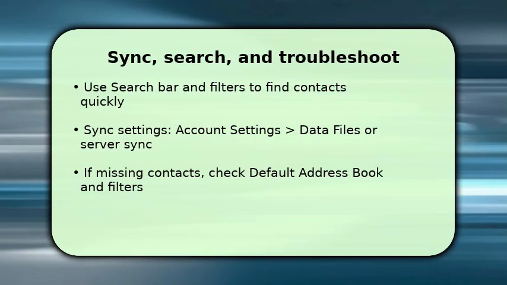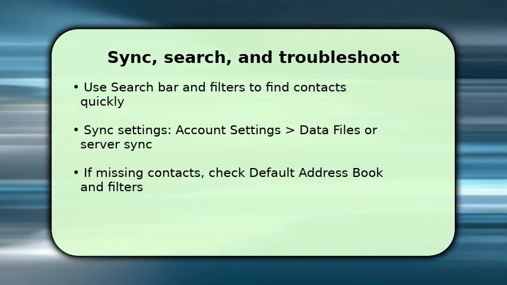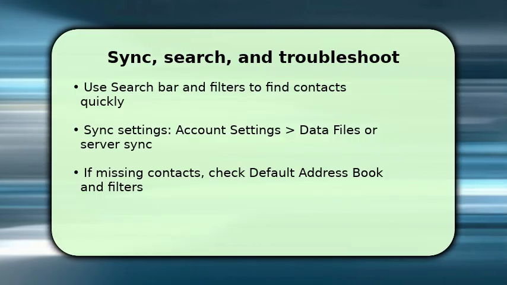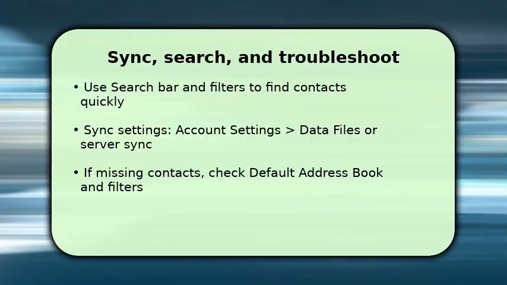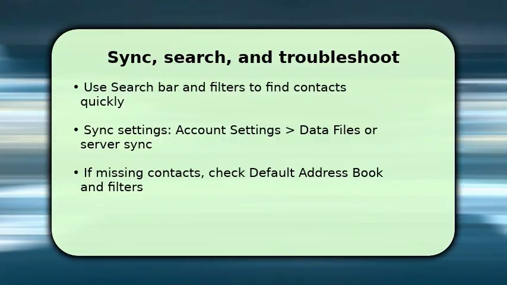To finish, search and sync. Type names into the address book search box and apply filters to narrow results. Make sure your account sync settings are correct under Account Settings and that the right data file or server is selected so contacts replicate across devices. If contacts are missing, verify the default address book and review any active filters. Once corrected, force a manual sync or restart Outlook. If problems persist, export, then re-import a CSV as a targeted fix to restore entries.